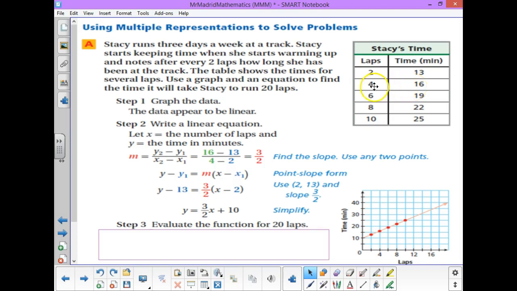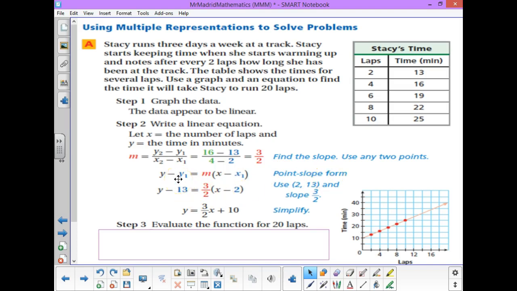this would be y2. We can use this as y2, and this is x2. This is y1, x1. Okay. So that would produce 16 minus 13, over 4 minus 2, which is 3/2 for the slope. And again, you can use any 2 points. We plug it in essentially into this point slope form.